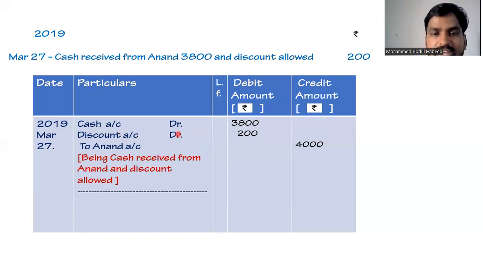How much cash we are receiving? 3,800. So it will be recorded as 3,800. And we are receiving the amount from Anand. So Anand is the giver of the amount. So the name of Anand will be credited as to Anand account.